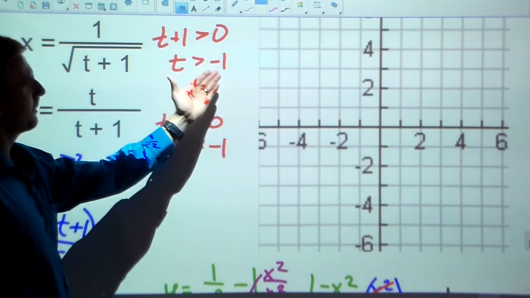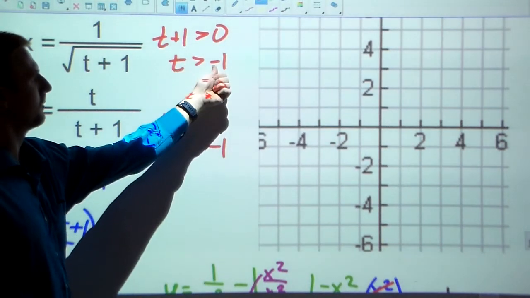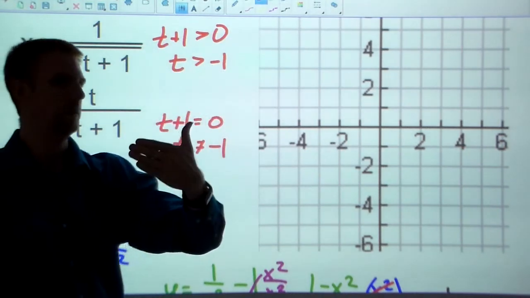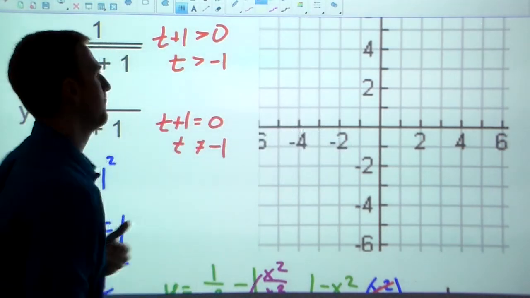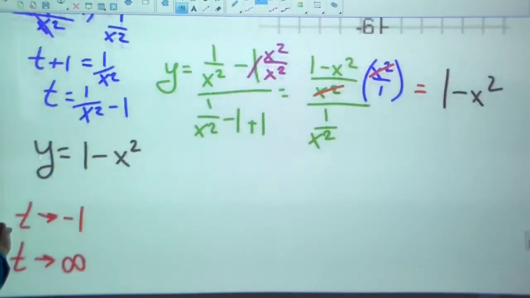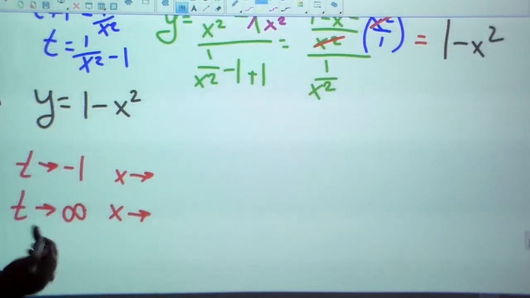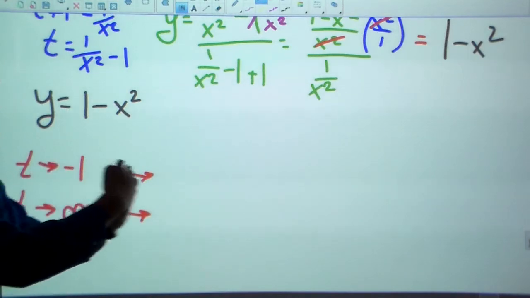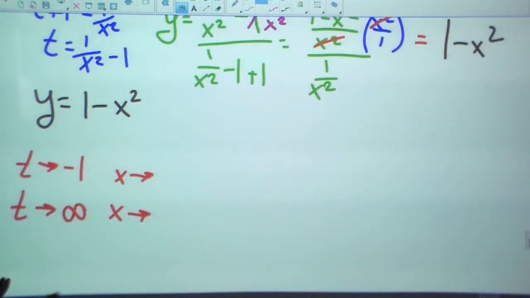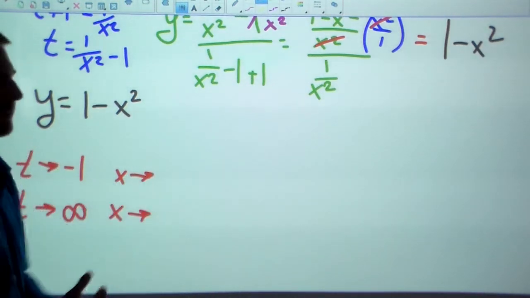So I want to see what happens when it gets really close to -1, because that's on this end. And I want to see what happens as it goes off toward infinity. That should tell me what x is doing. So as t is doing that, let's see what x is doing. Normally you'd ask, as x does something, what's y do? It just makes more sense since our domain is going to end up being in terms of x. And we can start with t here. As t does something, let's see what x does.